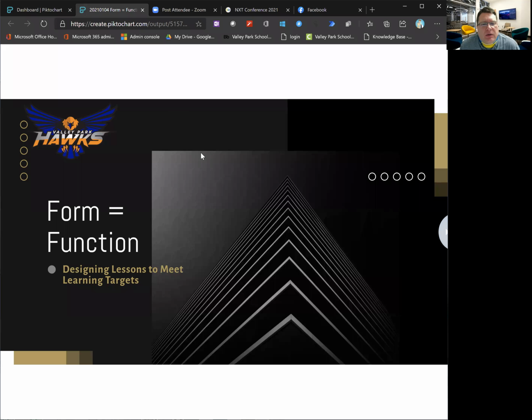So again, the topic of this presentation is form equals function. Talking about designing lessons to meet the learning targets and the many different implications to creating those lessons and things we take into consideration as we go through that.